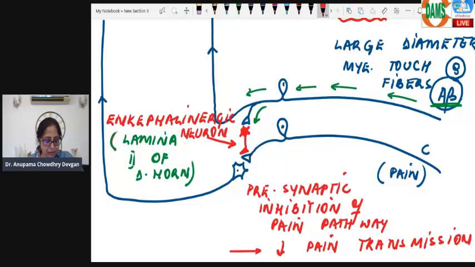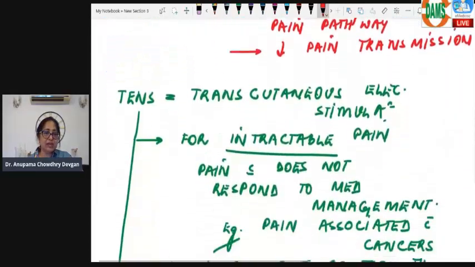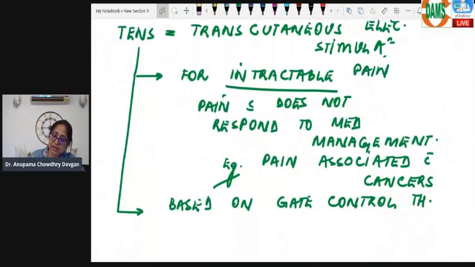Yes, Shashidhar, absolutely right. Polyarthropathy, which is not responding to medical management, you can do TENS. TENS is transcutaneous electrical nerve stimulation. Okay? All right. This is known as the gate control theory. Transcutaneous electrical nerve stimulation is based on the gate control theory. This was also asked as a question. This was a neat question which was asked.